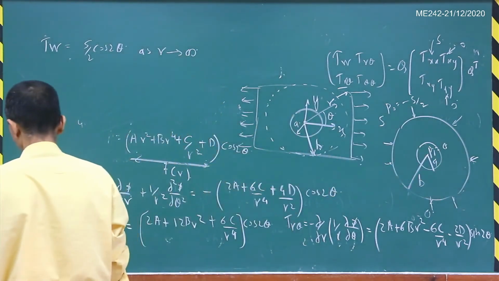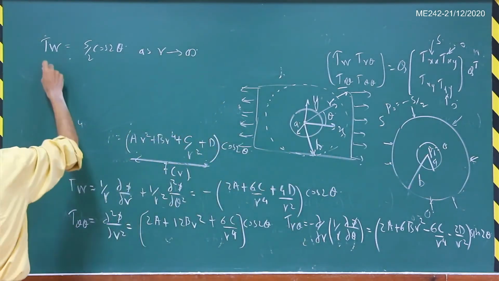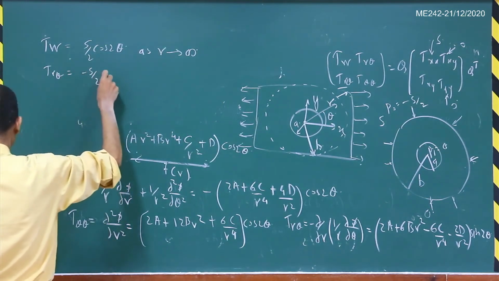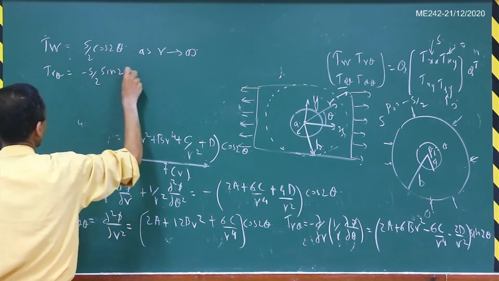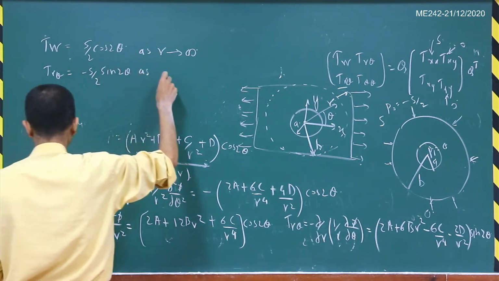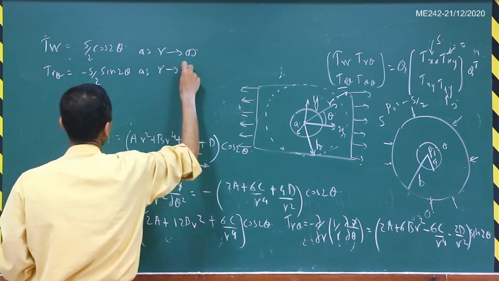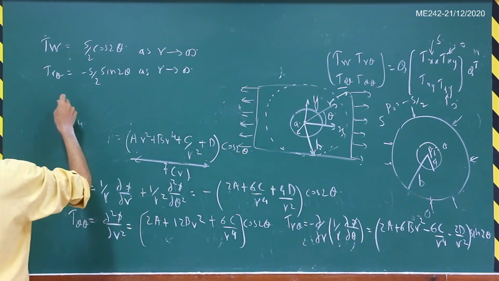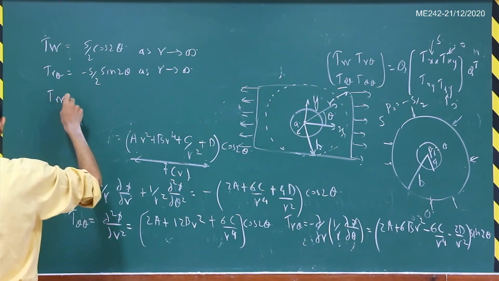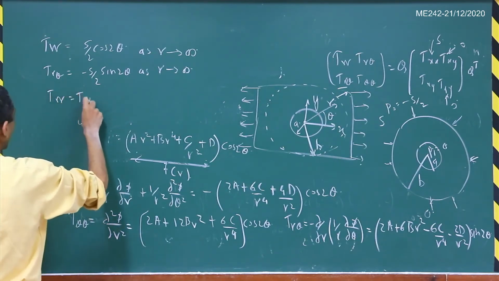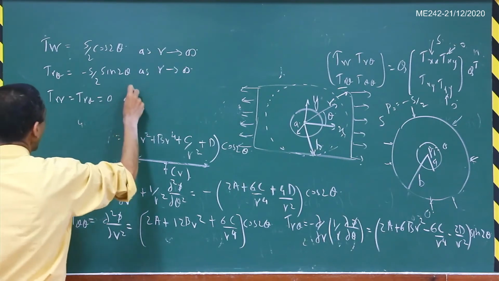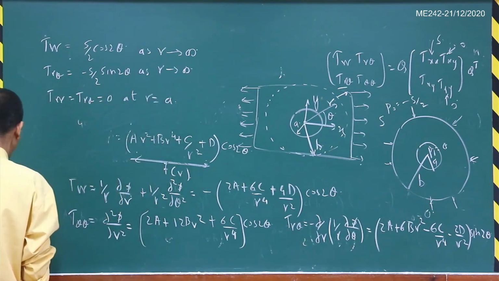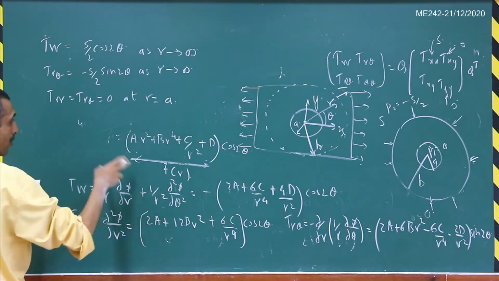So as r tends to infinity, we want it to be this one, and then τ_rθ should be equal to minus S/2 times sin 2θ as r tends to infinity. Correct? As r tends to infinity. And we also have the boundary condition that τ_rr is equal to τ_rθ is equal to 0 at r equal to a. Right?